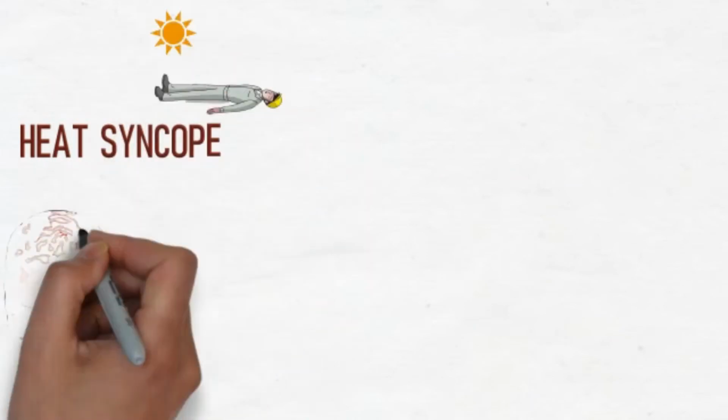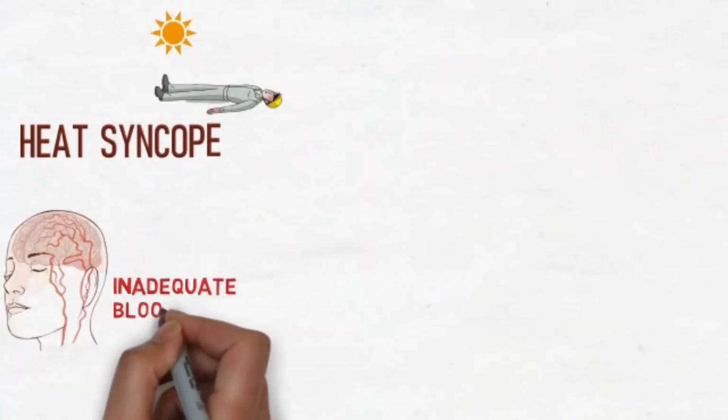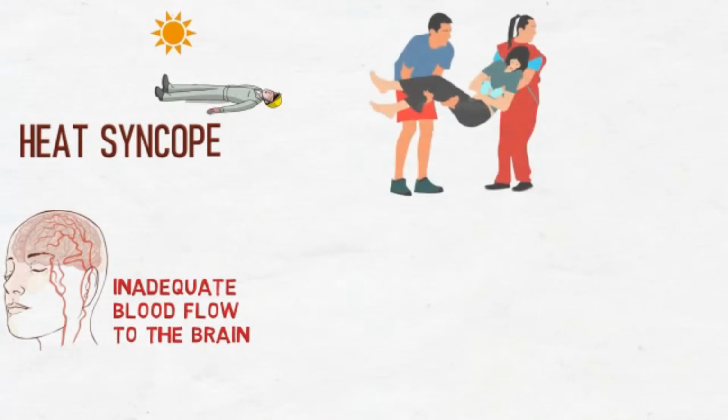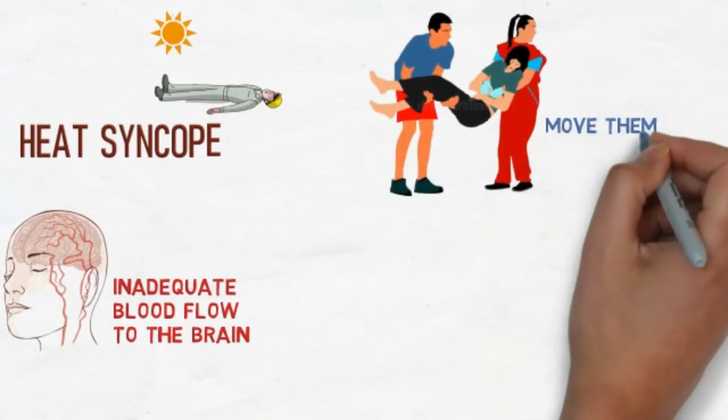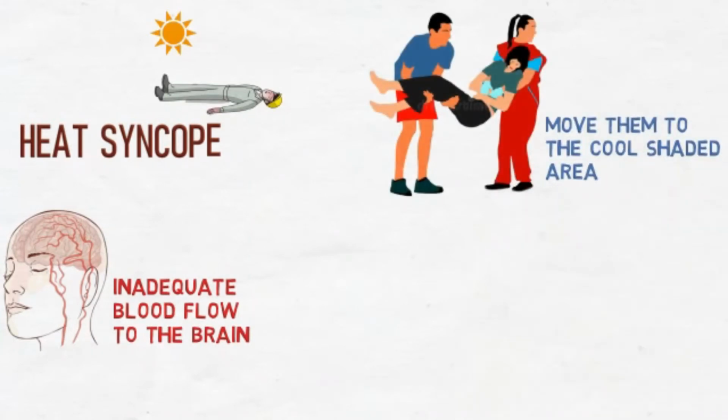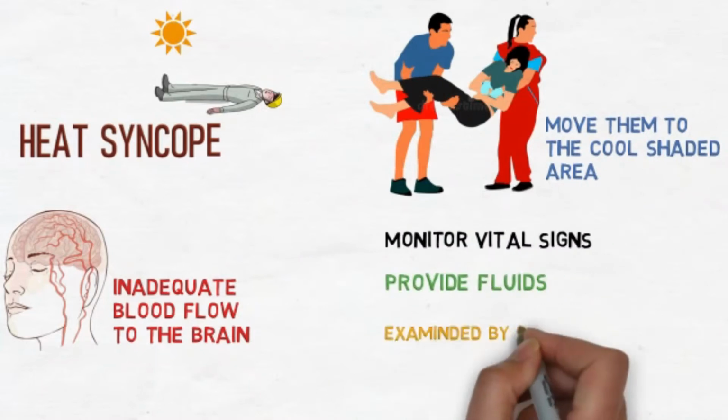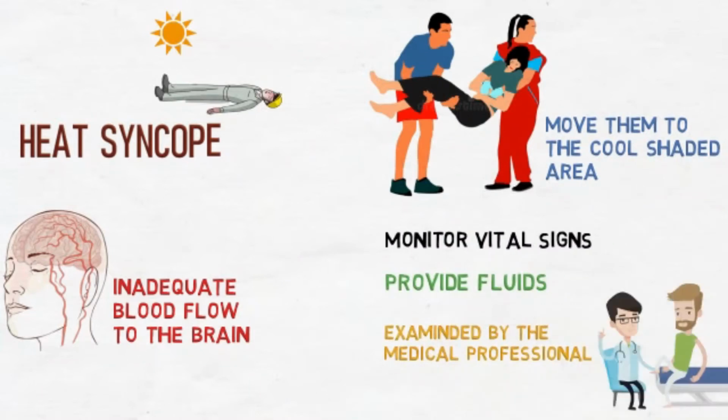Heat syncope occurs when someone faints while out in the heat. This is due to inadequate blood flow to the brain. A coach should remove the athlete from play and move them to a cool, shaded area, monitor vital signs, provide fluids, and have them examined by a medical professional.